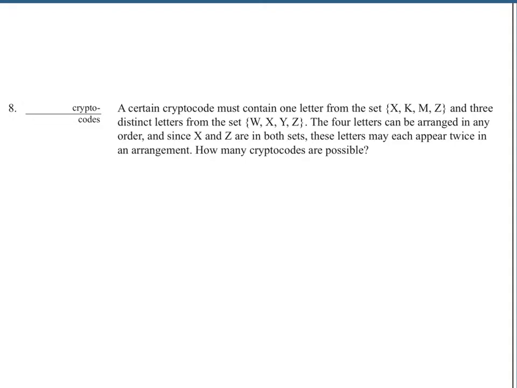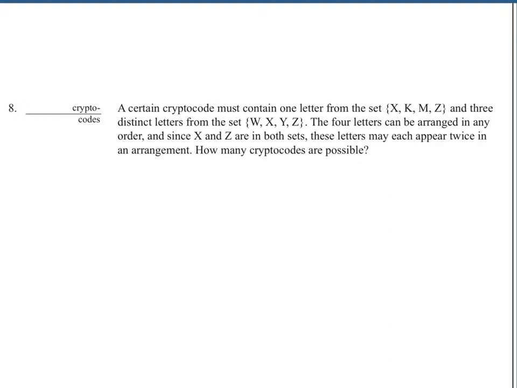Well, here it is. A certain cryptocode must contain one letter from the set X, K, M, Z, and three distinct letters from the set W, X, Y, Z. The four letters can be arranged in any order, and since X and Z are in both sets, these letters may each appear twice in an arrangement. How many cryptocodes are possible?